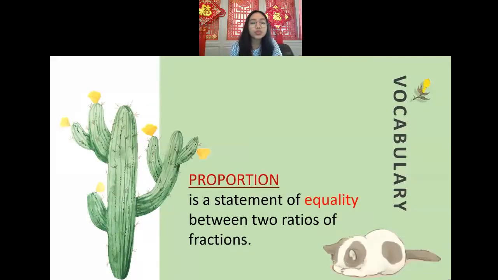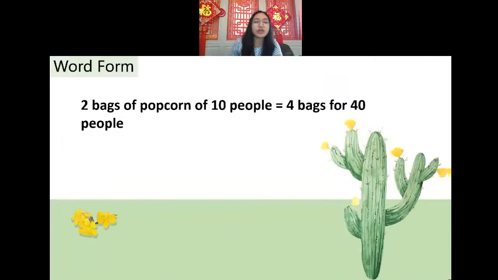Now, for proportion, it is a statement of equality between two ratios of fraction. For the first one, ratio, we only have one, right? One ratio. For proportion, there are two ratios. Now, for two ratios, it should be proportionate. What do you mean by proportionate? They are equal. If we're going to solve it, the two ratios are equal. Now, how are we going to know that they are equal to each other? I have here an example for the word form.